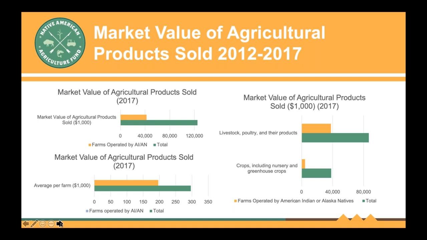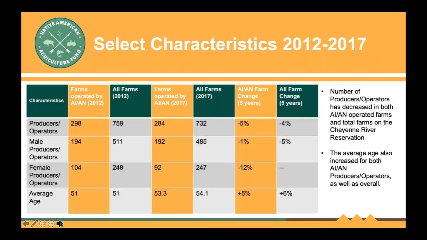Livestock also dominates the area on Cheyenne River, specifically cow, calf, and beef cow operations, which is also found in the 2017 census on the Indian reservations. Other than that, I just wanted to highlight some other select characteristics and the differences over the years.